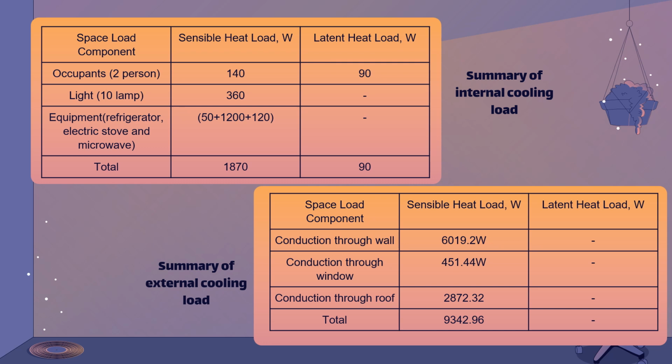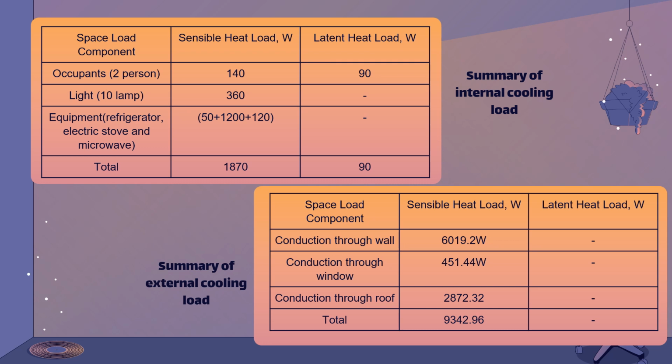This is the summary of the internal cooling load. As we can see, the components in the internal cooling load are the occupants, which is 2, the lights, about 10 lamps, and the equipment in the house. The total of the sensible heat load is 1870, and the latent heat load is 90 watts.